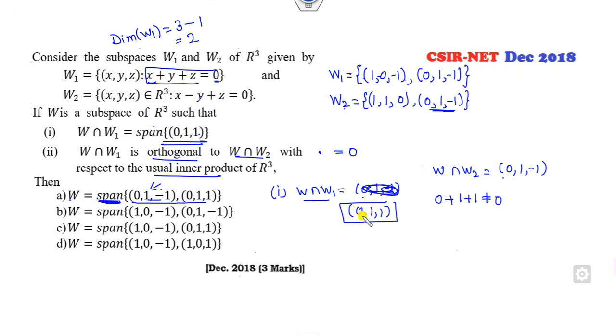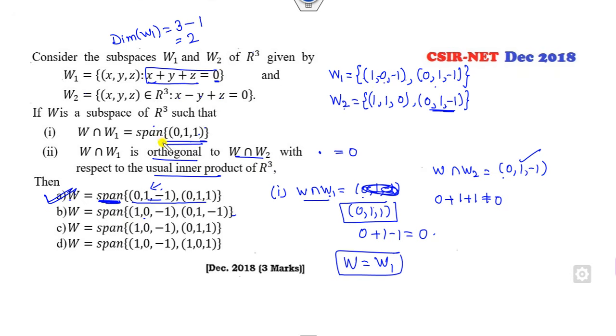So definitely it's a part of 0, 1, 1. So can W and this be orthogonal? 0, 1, minus 1, 0. So that means this is satisfied. Look at the second option. What is the W? W is nothing but my W1. This is the same as this.